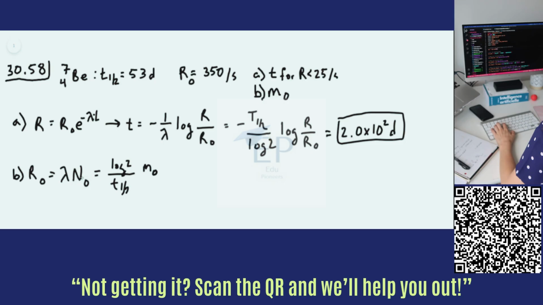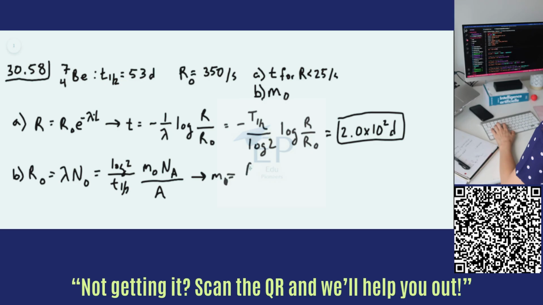number of atoms we had is going to be the starting mass times Avogadro's number in atoms per mole divided by the mass number in grams per mole, and so the per moles on top and bottom cancel out. And so we just solve for the initial mass here.